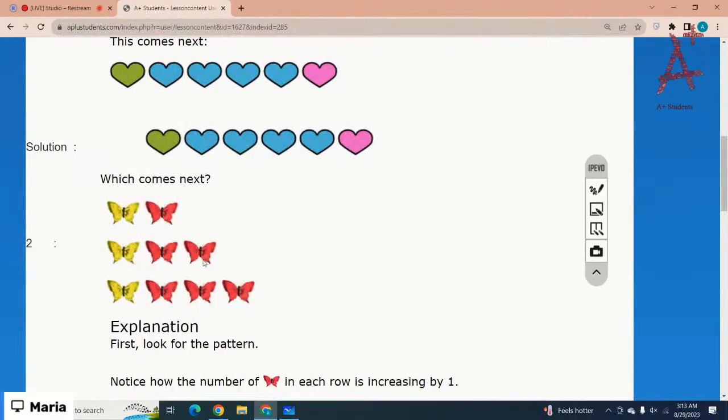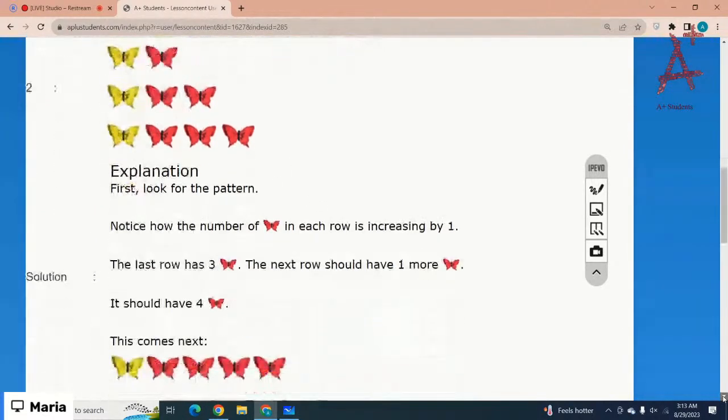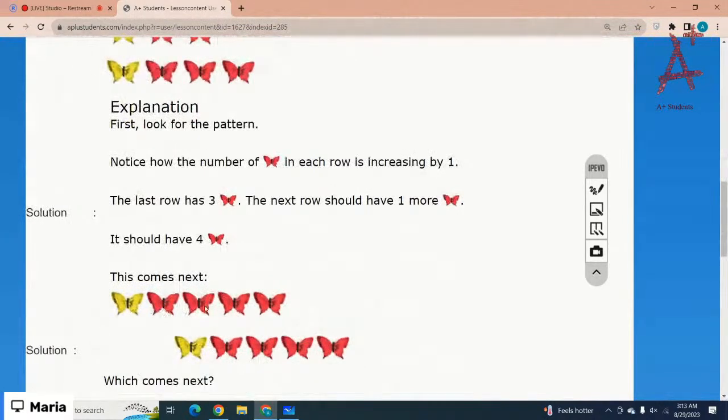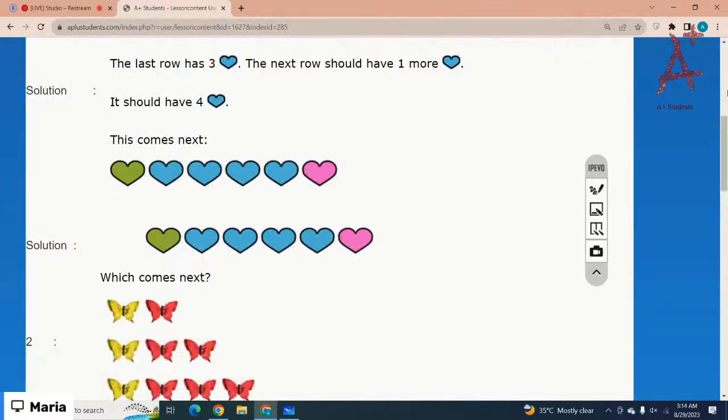Okay, which comes next? Just look at the pattern carefully. One yellow and one red butterfly, one yellow and two red butterflies, one yellow and three red butterflies. That means the yellow butterfly is just one, only one, and you are increasing the red butterflies every time, right? So the next one would be one yellow and one, two, three, four red, right? Okay, let's just start with the practice questions.